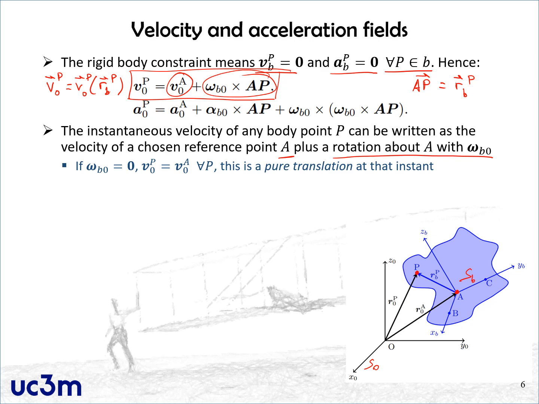In particular, a particular case of motion happens when the angular velocity is equal to 0. Then in that case, the second term disappears, and we just have the equality that the velocity of P, whatever P is, is the velocity of A, for every P of the rigid body. This is what we call a pure translation with respect to S0. And it can happen that this is only true at a particular instant. If the motion is accelerated, then this can change at a later time. So that's why we use the word instant or instantaneous when we talk about this.